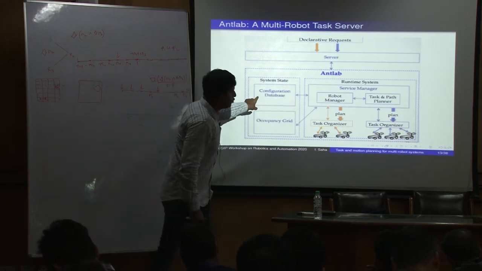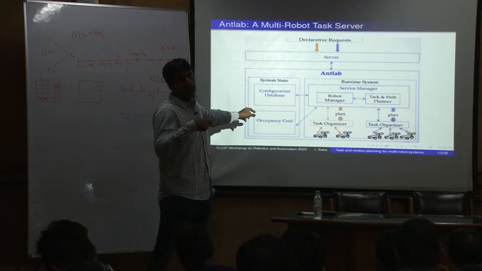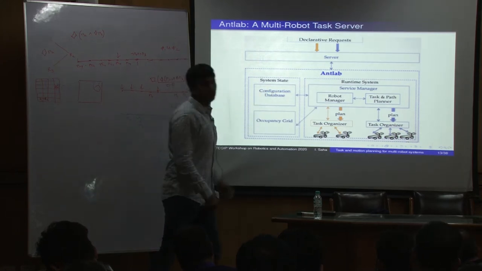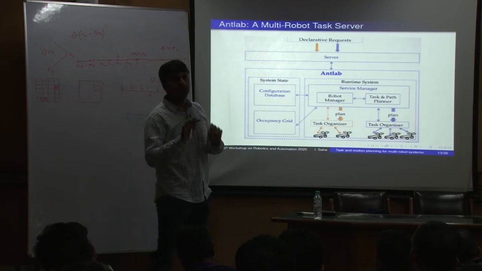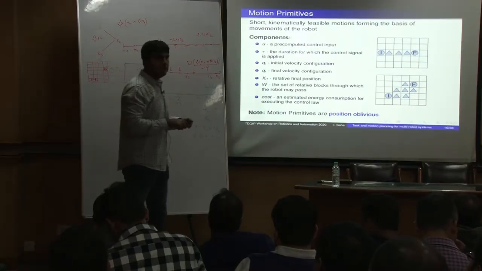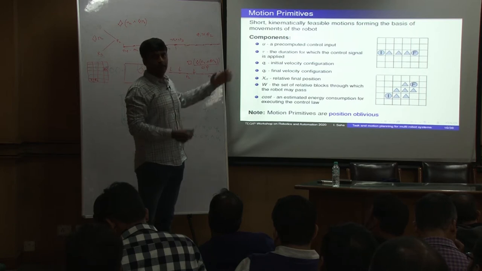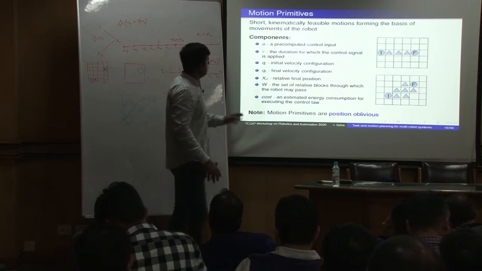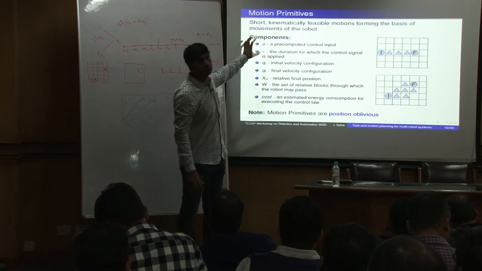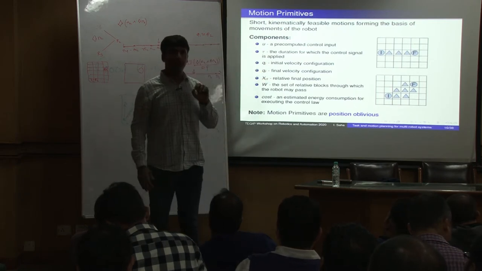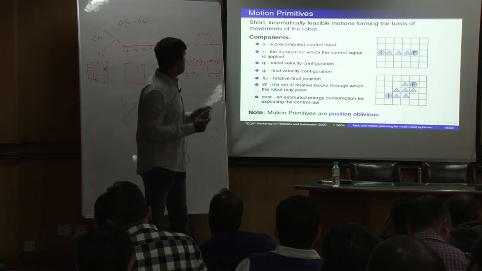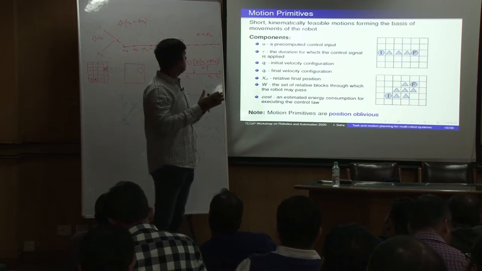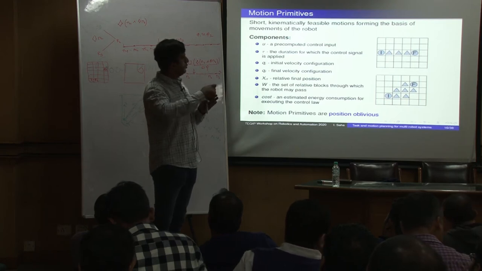This system allows you to add robots at runtime, right? So if you want to add more robots, you can just go to this configuration database and add the information, right? And so let's see how the computer science people will look at this control problem or planning problem. So we'll work with a set of motion primitives for each robot, right? And what is a motion primitive? A motion primitive is a short, it's not too long, so short kinematically feasible motion, right?